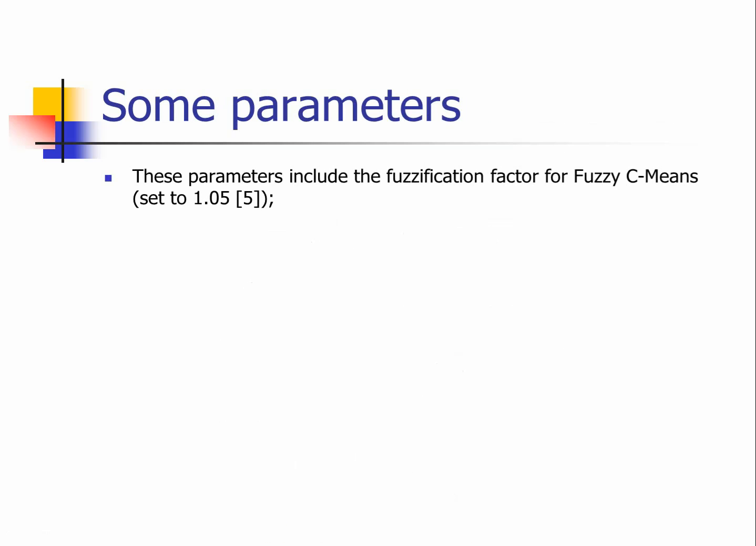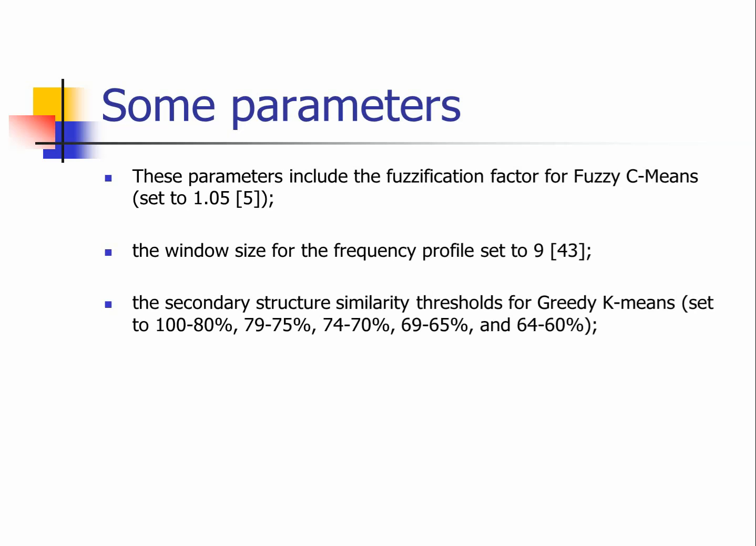Looking into the parameter setup for the whole experiment, for fuzzy C-means clustering we have the falsification factor set to 1.05, and the window size, of course, is 9 as we chose. For the secondary structural similarity threshold in the greedy K-means clustering, we have several settings. We have some clusters between 80% to 100% similarity. That is, of course, the best cluster or the best motifs that we can find.